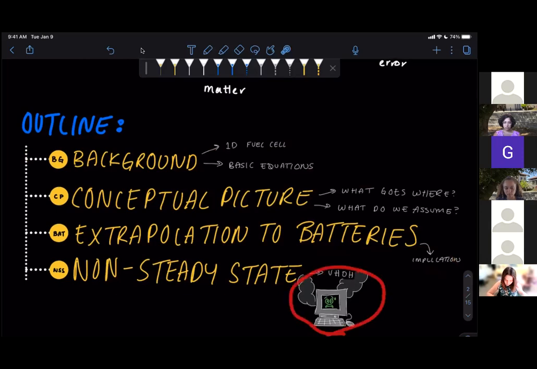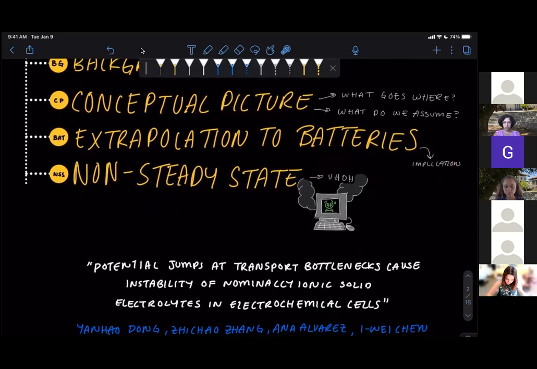I have this picture here because I tried to basically replicate the model in this paper that I have cited here from UHN.